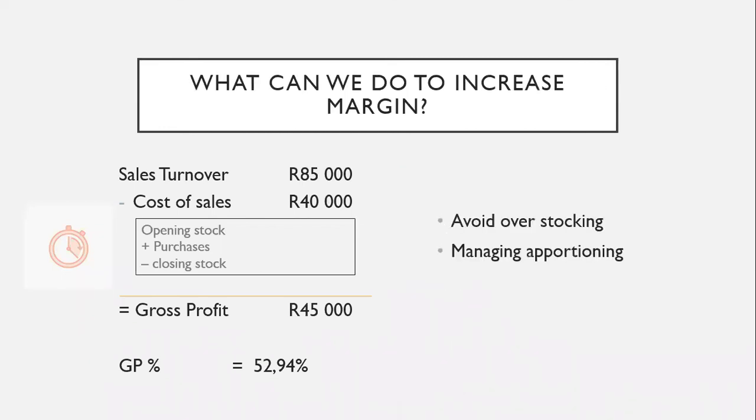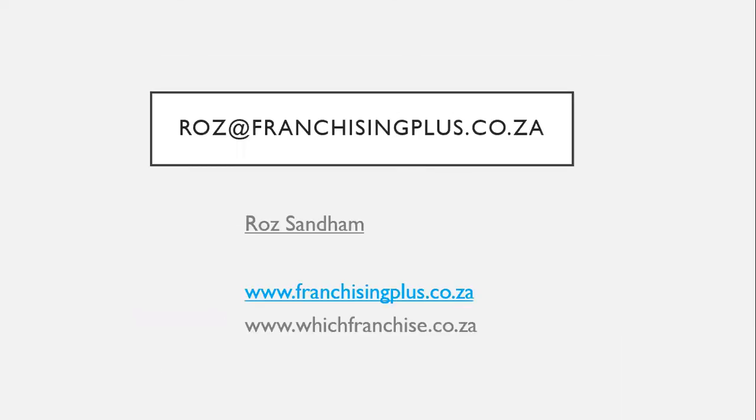And then lastly, how we increase it is to avoid overstocking. Make sure that you apportion your stock correctly to each job and your sales mix. Depending on what you're selling, that will affect your GP margin. So by selling more expensive stuff with better GP, you can increase your margin. And that's me.